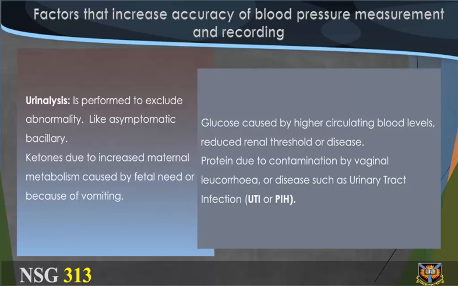Urinalysis. Urinalysis is performed to exclude abnormalities like asymptomatic bacteriuria. Ketones may be present due to increased maternal metabolism caused by fetal need or because of vomiting. Glucose is caused by higher circulating blood levels, reduced renal threshold or disease. Protein is due to contamination by vaginal discharge or disease such as urinary tract infection, UTI, or PIH.